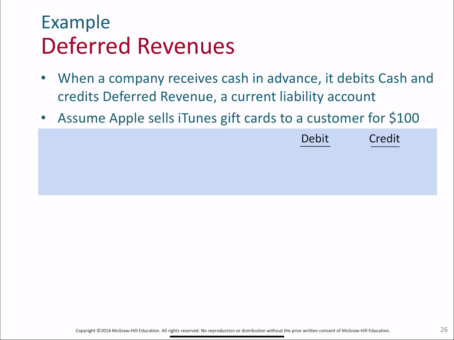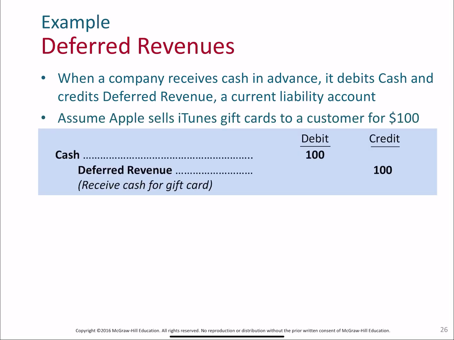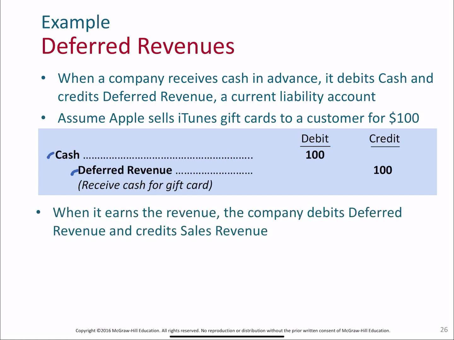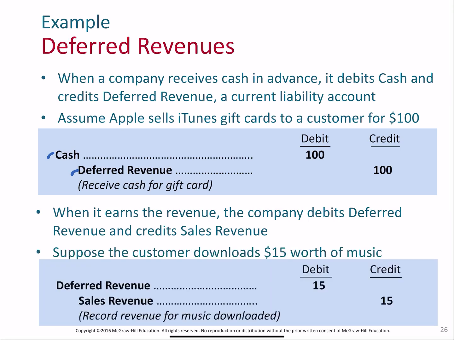All right, so again, this is an example that we've talked about. When Apple sells an iTunes gift card, they debit cash, they credit deferred revenue. When somebody actually uses the gift card, then they debit deferred revenue to reduce it and credit sales revenue.